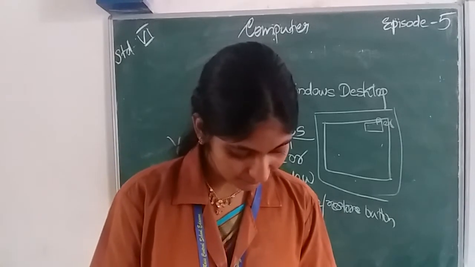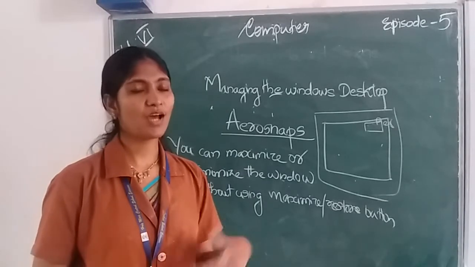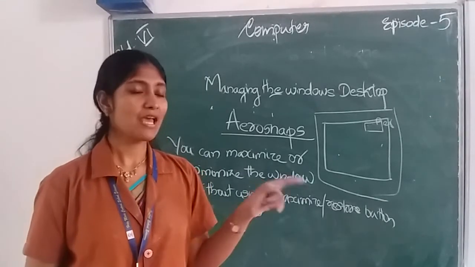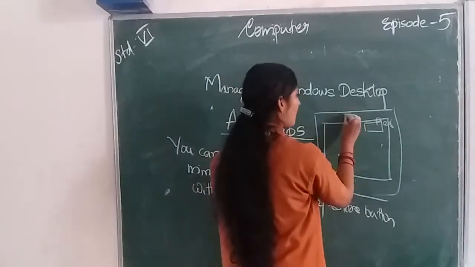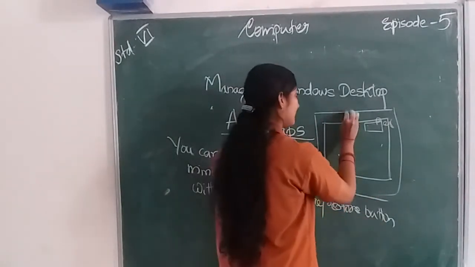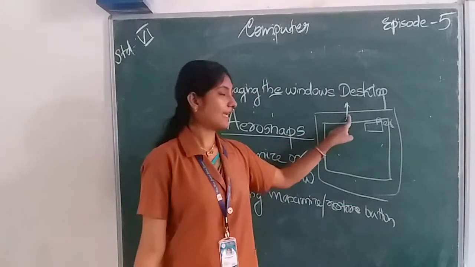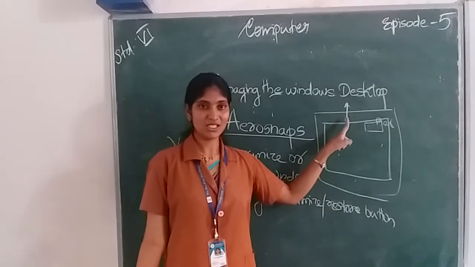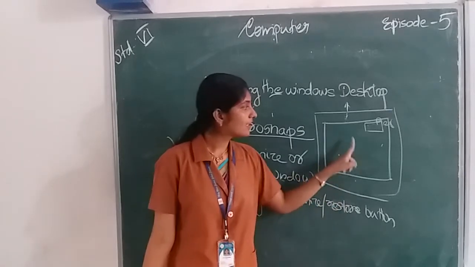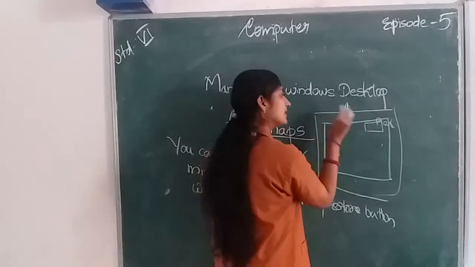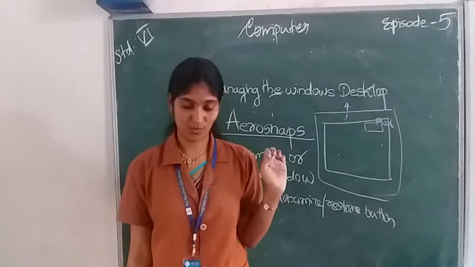Then let's see how to maximize or restore the window without using the buttons. To maximize the window, point inside the title bar, then drag to the top of the screen. To restore, just double click the window. It will restore the previous situation.